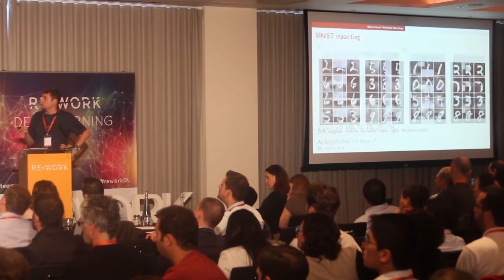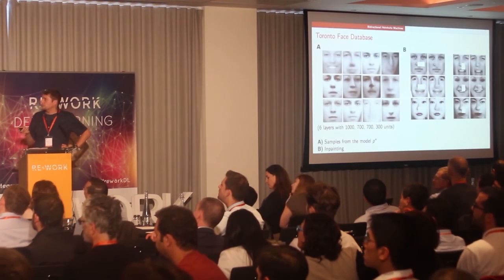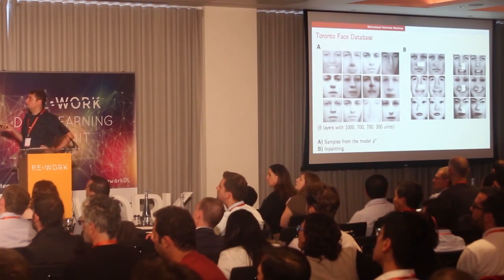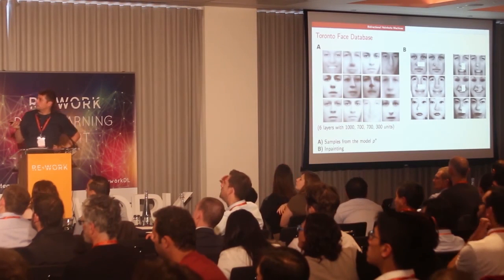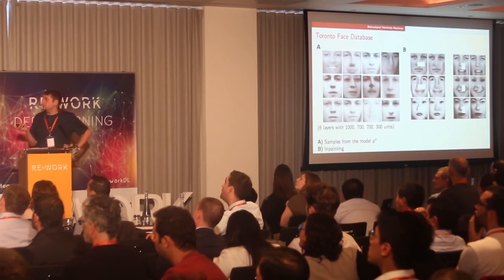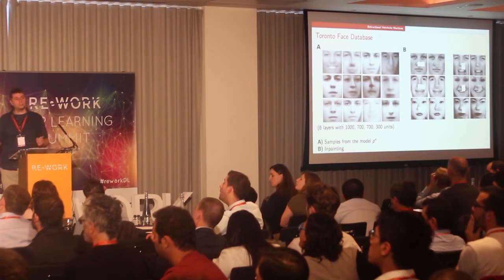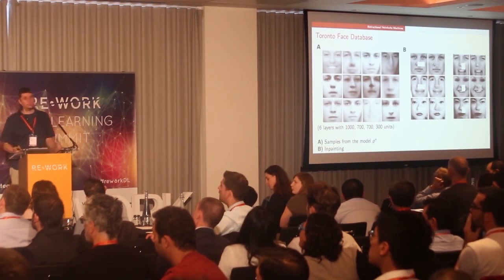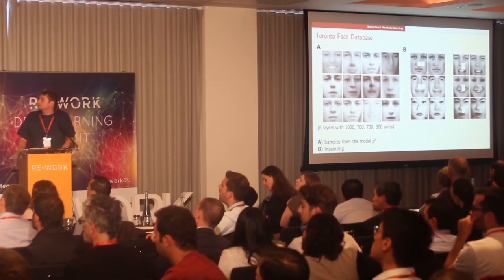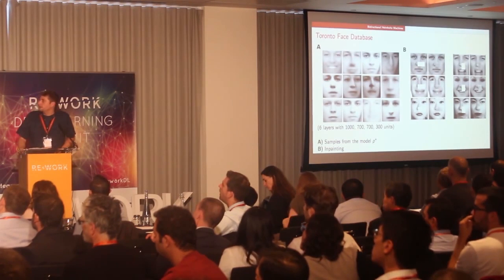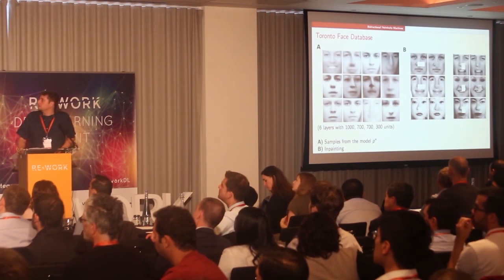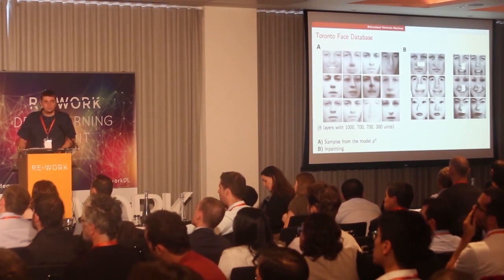And here we have similar results for face images. In this case, A is the block where you just see samples from the model. So this is what the model thinks faces look like. And in section B, we see in-painting results from these kinds of models.